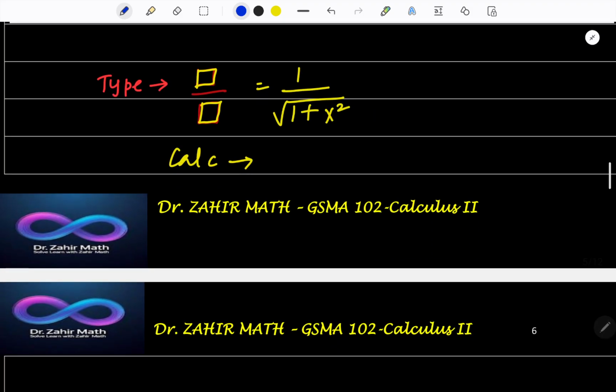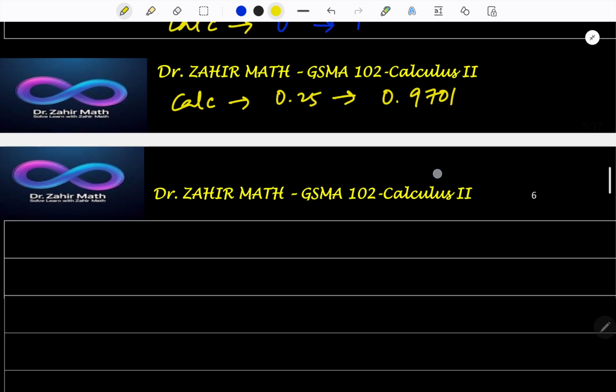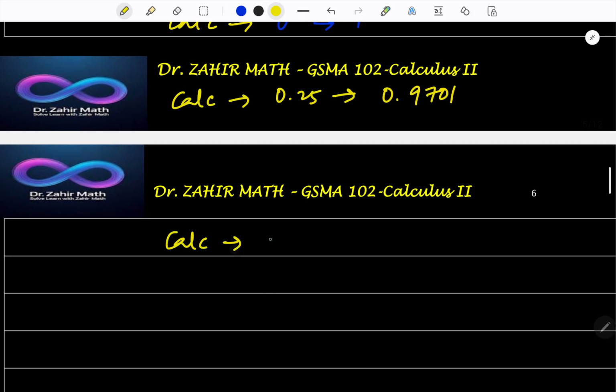Again press calculate 0. You will get 1. Right. Then again press calc and press 0.25. You will get 0.9701. Again press calc and then press 0.5. You will get 0.8944.